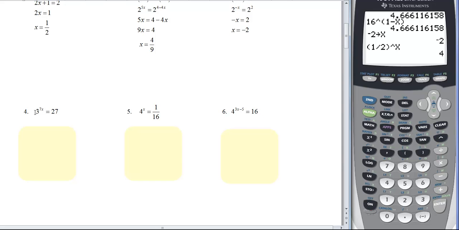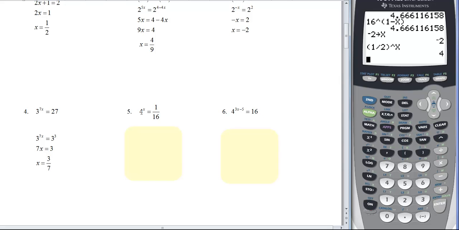3, I can't rewrite 3, so the 27 has to be able to be rewritten as base 3. So 3 to the 3rd. Bases are the same. Set exponents equal to one another. Divide by 7, so my x should be 3/7. So you might store that and try it. You'll need parentheses around that exponent when you check.